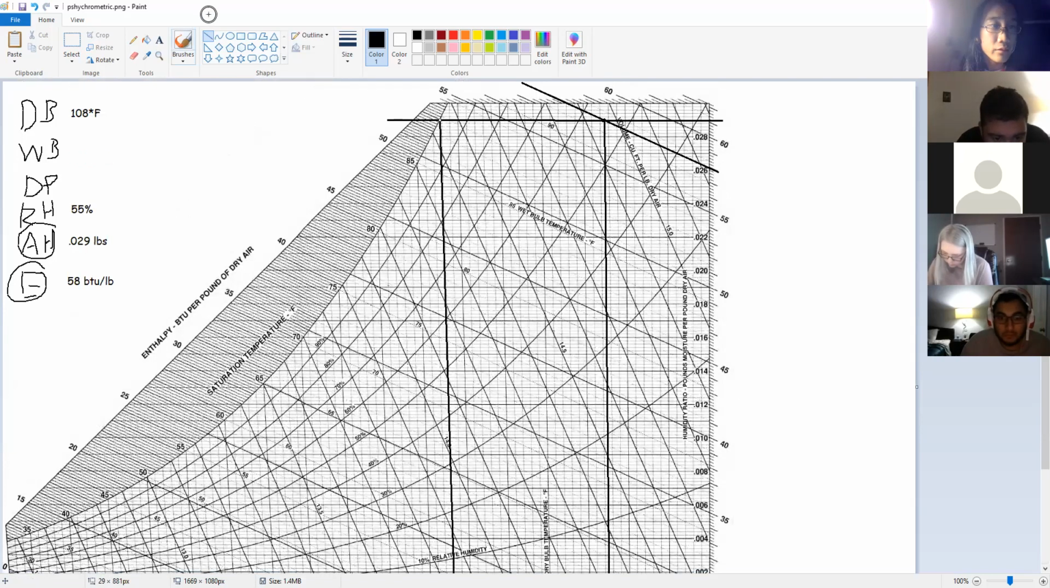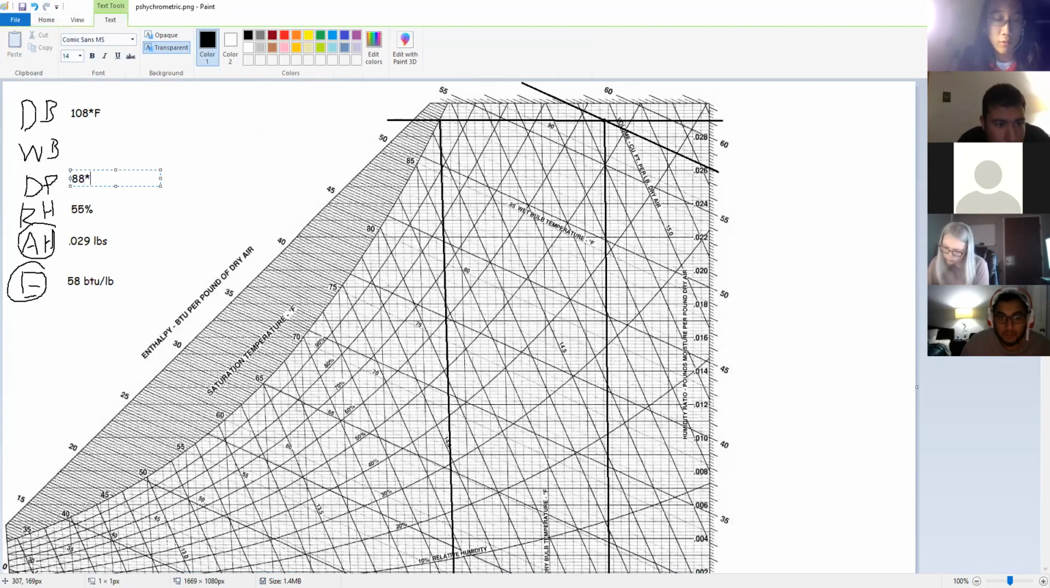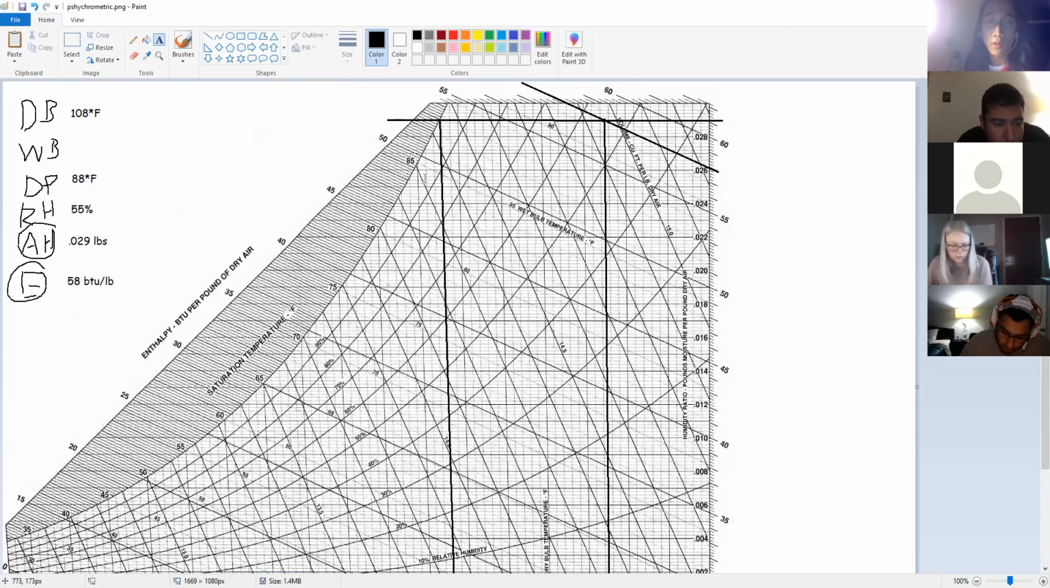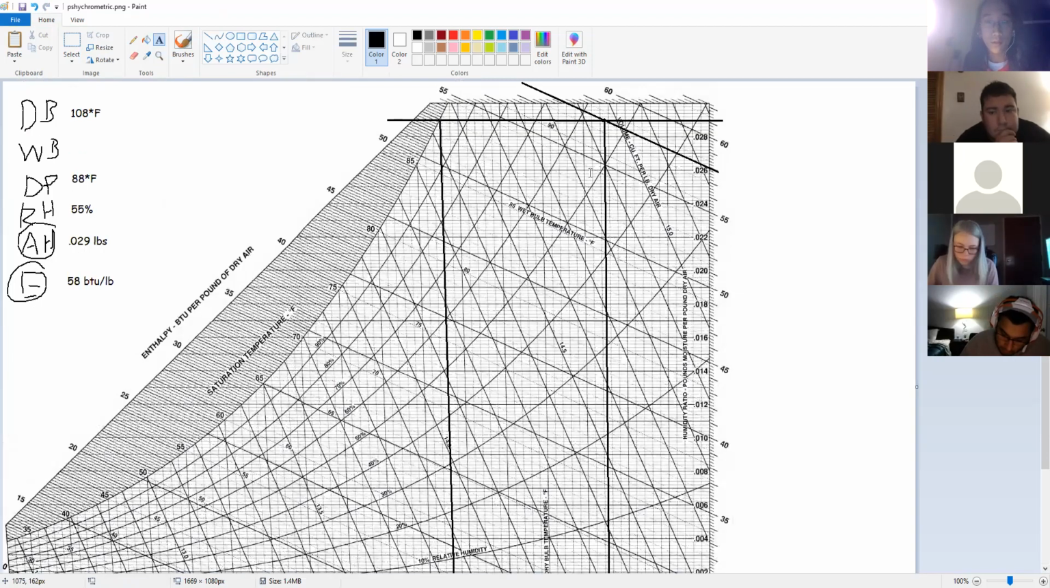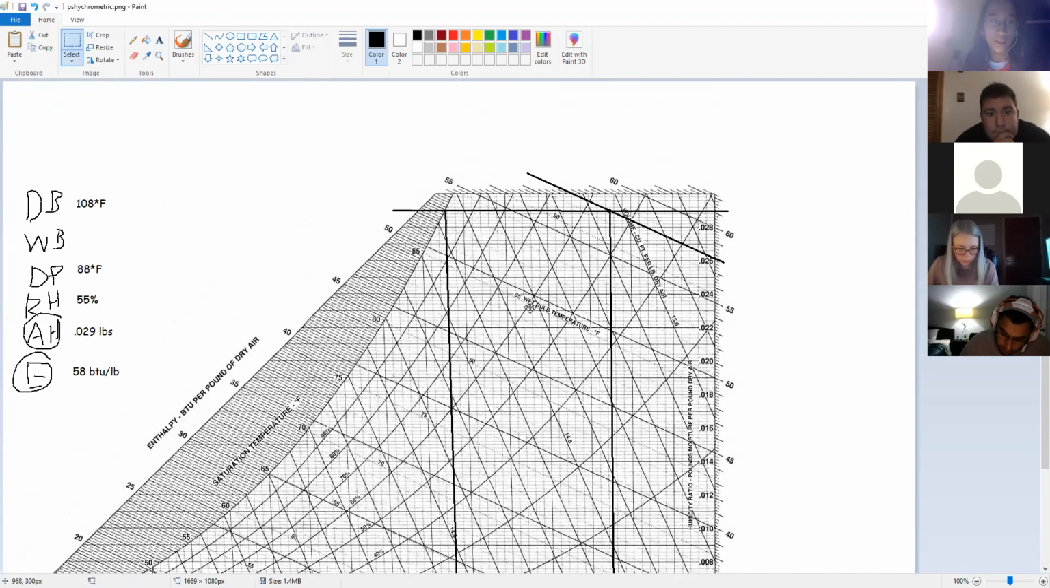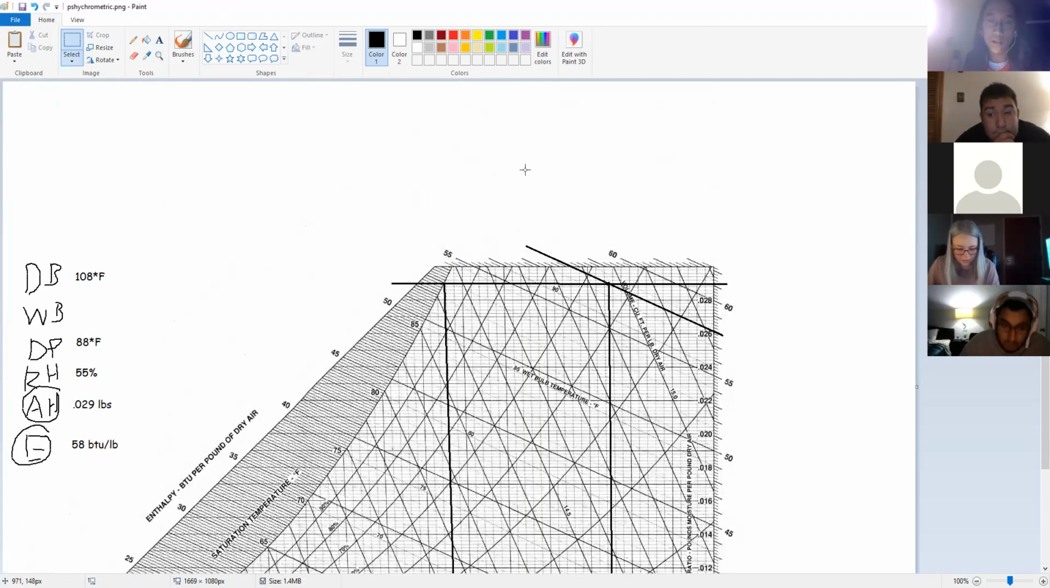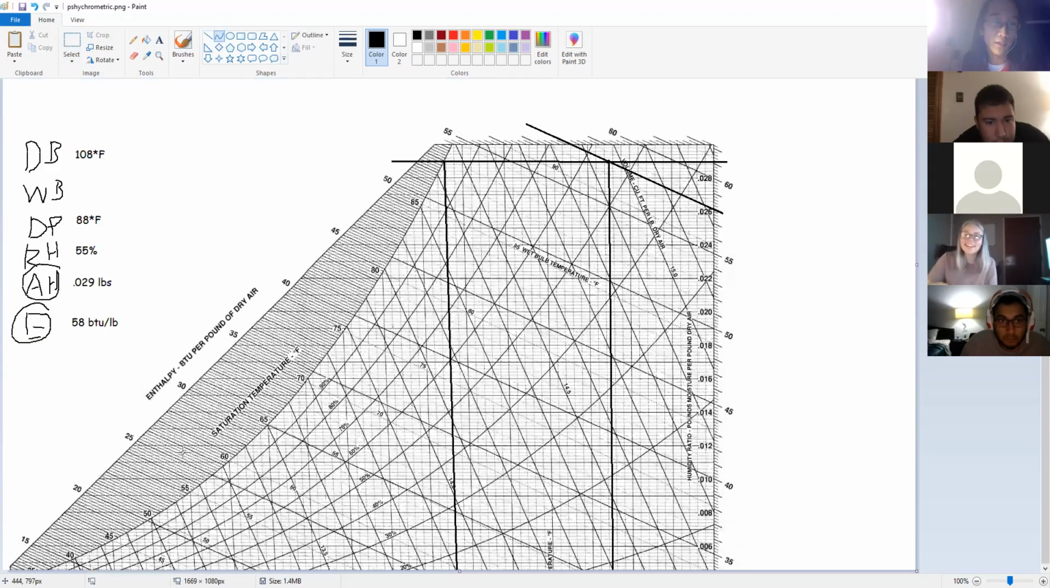88. Dew point, 88 degrees Fahrenheit. Now, this is the problem. This is too dumb, y'all. It goes off the graph, so we can't even find wet bulb. I'm gonna have to improvise.